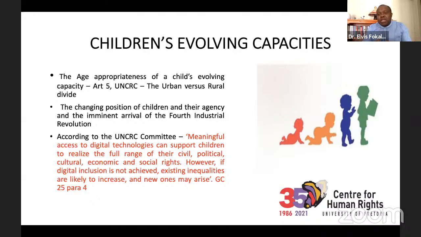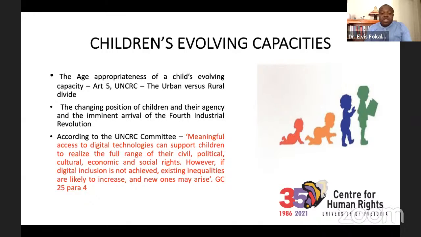You might have an argument that maybe those who are in the rural setting are safer, that they will not have a lot of dangers online because they do not have connectivity, or that those who are in the urban areas are more at risk with the dangers. This will also be highlighted in the slides that come up. But the UNCRC then went up to say that meaningful access to digital technologies for children can support children to realize the full range of their civil, political, cultural, economic, and social rights.